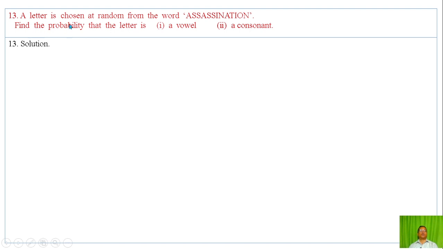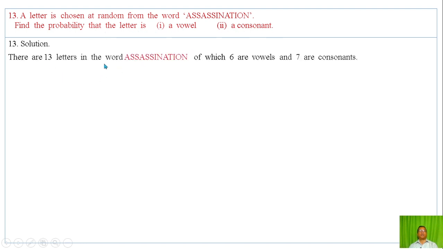Question number 13. A letter is chosen at random from the word assassination. Find the probability that the letter is a vowel, a consonant. There are 13 letters in the word assassination, of which 6 are vowels and 7 are consonants. P of drawing a vowel is 6 by 13 and P of drawing a consonant is 7 by 13.